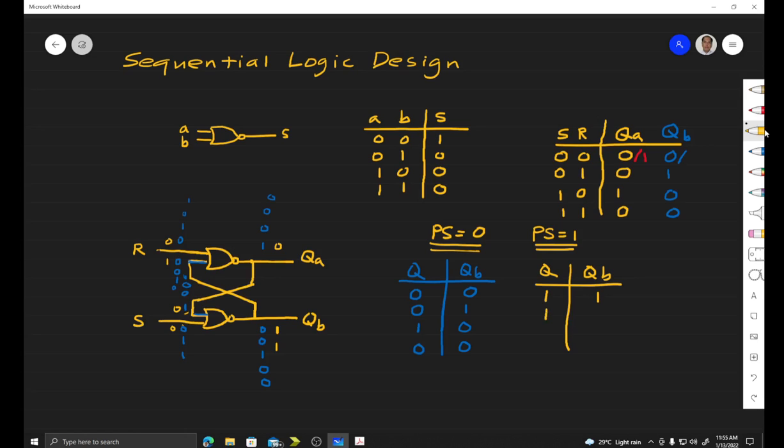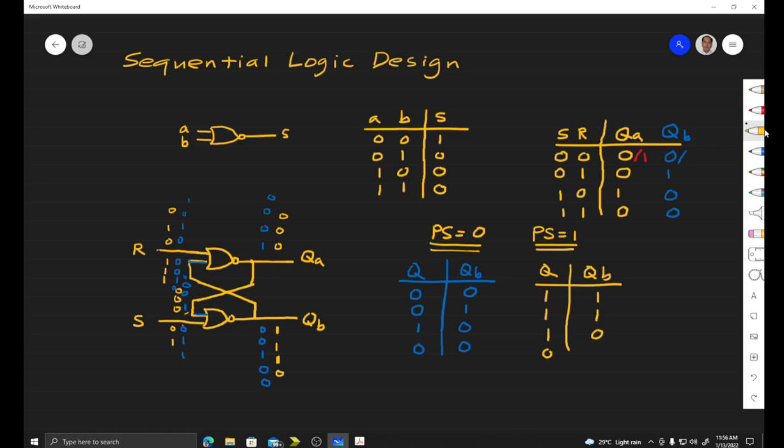So our present state now is 1. So this is 1, then R equals 1. So 1, 1 gives us QA 0. So this is 0. So S is 0. So 0, 0 gives us again a 1. So this is 1, and input R is 0. So 0, 1 is 0 state. So 0. Then S is 1. So 0, 1 gives us next state 0.